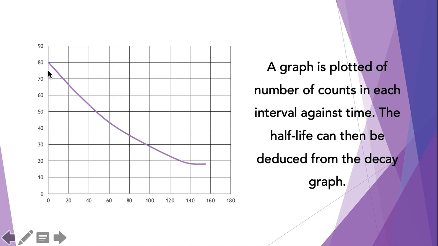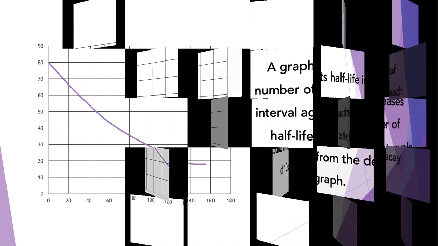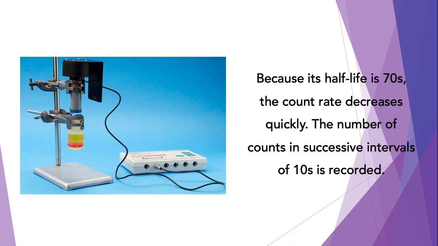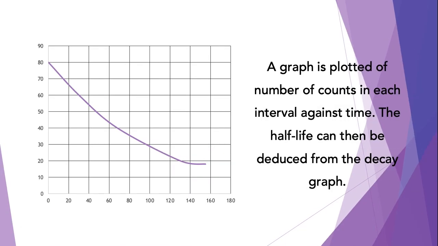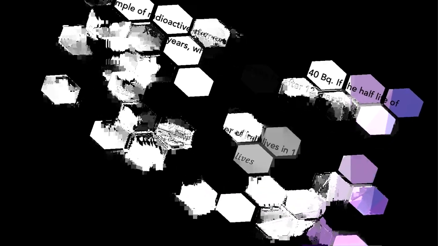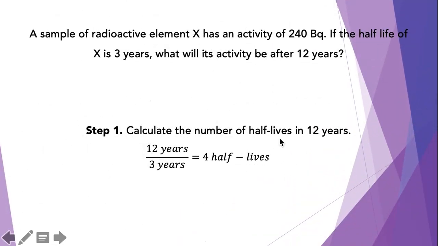So this is the graph. These are the counts in 10 seconds and this is the time in seconds. This is how we plot a graph of the number of counts in each interval against time, and how we can measure a half-life in the lab. We measure the counts of decayed atoms in successive intervals of 10 seconds. Okay, so now that we've understood how we can measure half-lives, both by calculation and by this method of measuring half-lives in a known time.